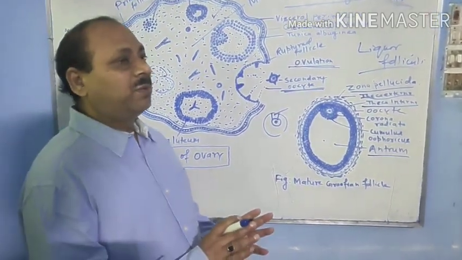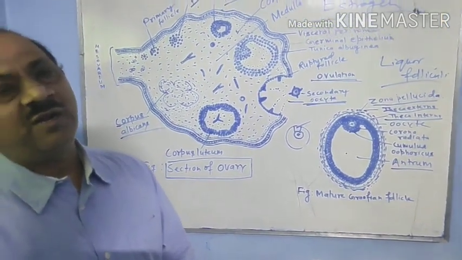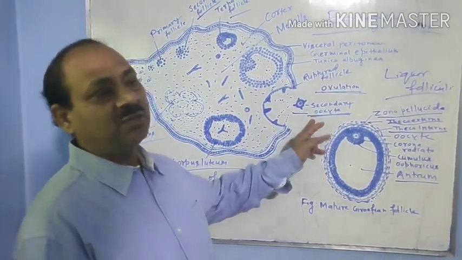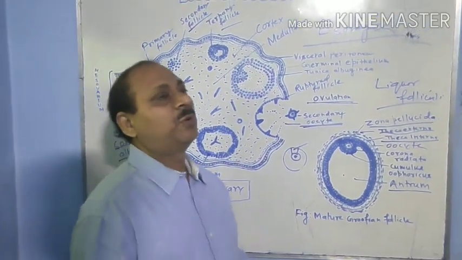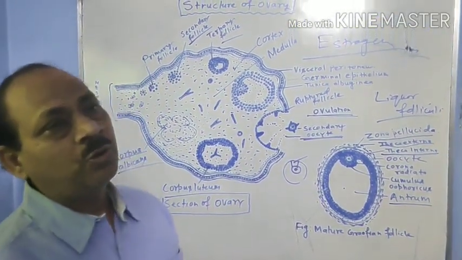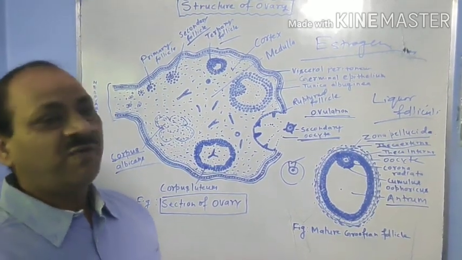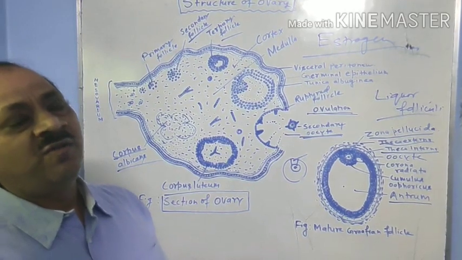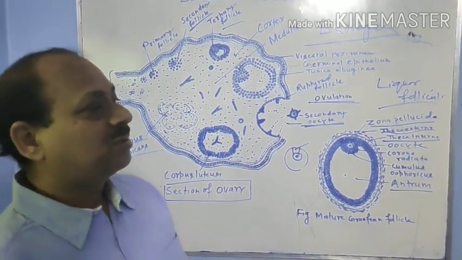A female produces about 450 secondary oocytes during its reproductive life. It means from puberty to menopause, or menarche to menopause, a female can produce 450 secondary oocytes.